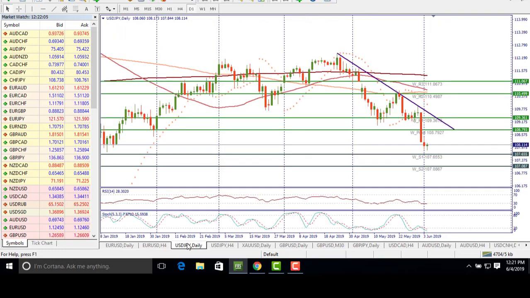Now let's consider the daily chart of USD against the Japanese yen. As we know, the Japanese yen is a safe haven currency, and as the global risks continue to fluctuate in the economy, the Japanese yen continues to strengthen. The first support for the pair lies at the weekly pivot support at 107.66.